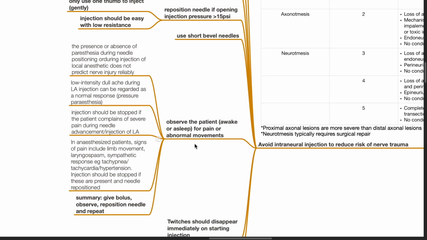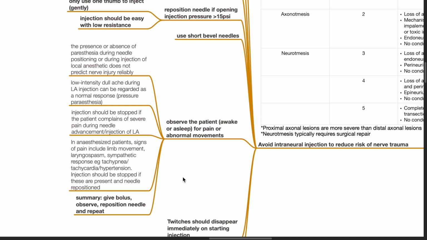The presence or absence of paresthesia during needle positioning or during injection of local anesthetic does not predict nerve injury reliably. Low intensity dull ache during local anesthetic injection can be regarded as a normal response, also known as pressure paresthesia. Injection should be stopped if the patient complains of severe pain during needle advancement or injection of local anesthetic. In anesthetized patients, signs of pain include limb movement, laryngospasm, and sympathetic response. Injection should be stopped if these are present and the needle repositioned.